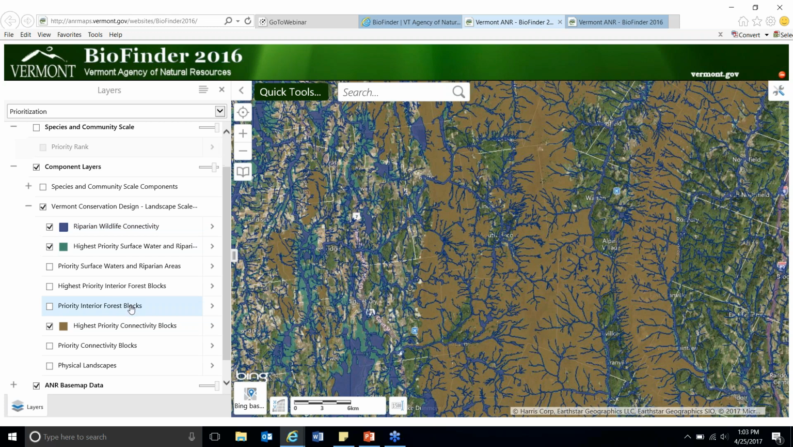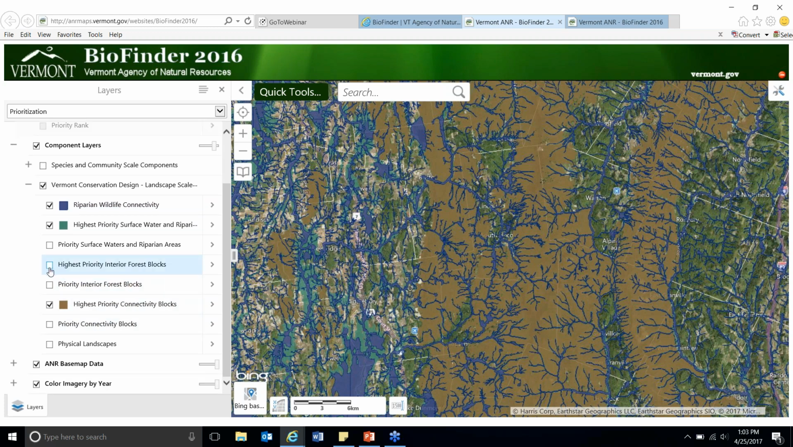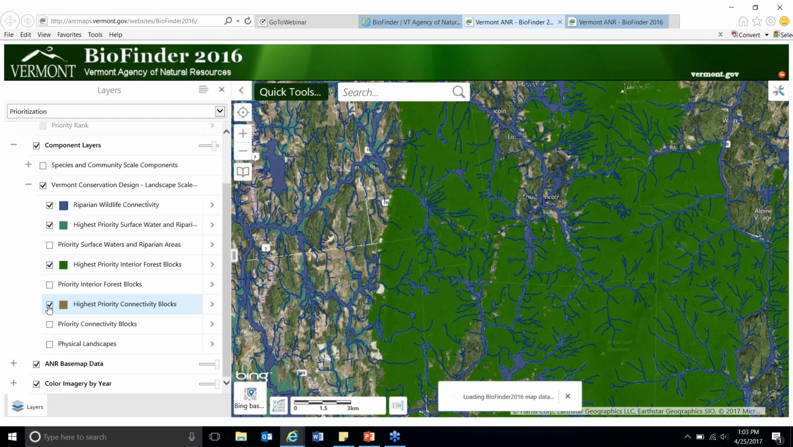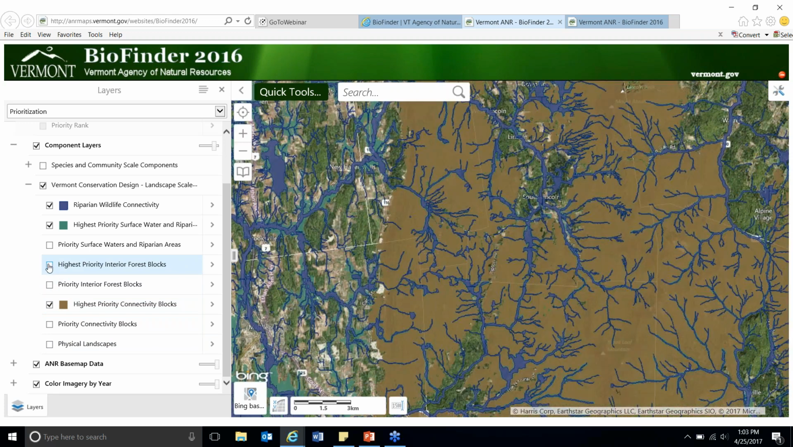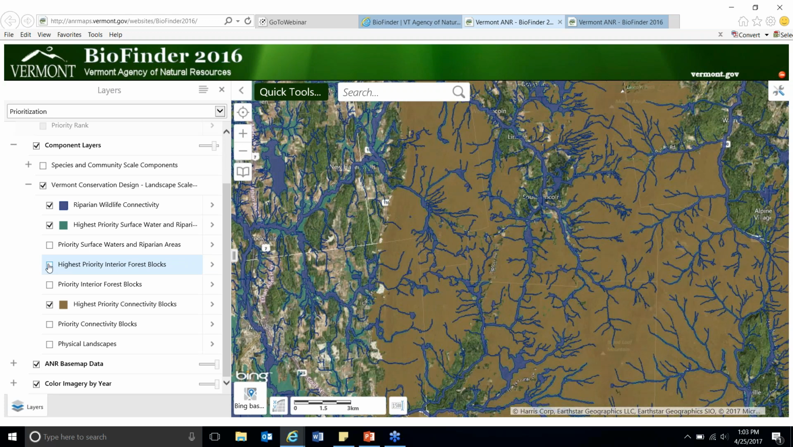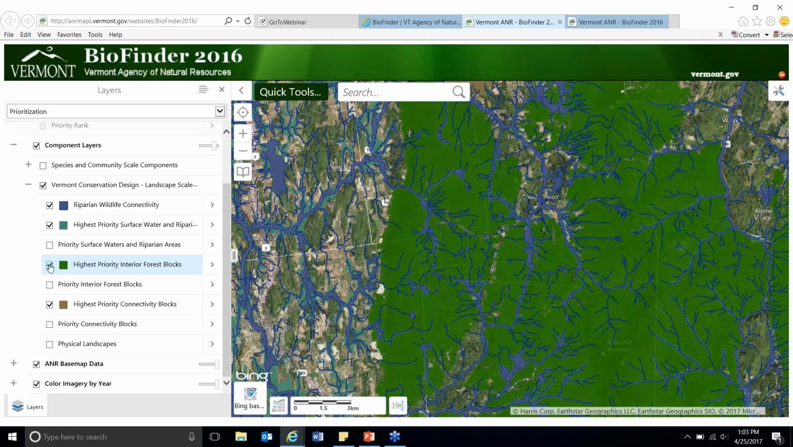I mention this because sometimes you might turn something on and say, I already had this block on, for example, the highest priority interior forest block, and then I wanted to see the connectivity. Sometimes you can turn it on and you don't see much difference, and that's because a lot of that same area is taken up by the green. You have to turn off that block on top in order to get it to show. So if you want to see the data on the bottom, you sometimes have to turn off the data on the top.